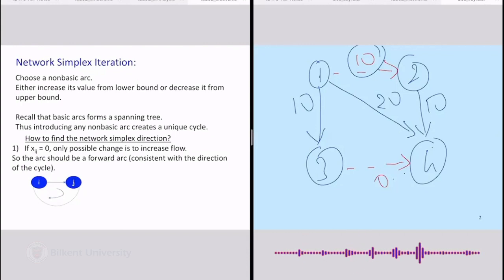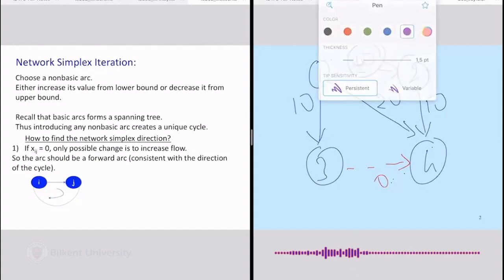And that brings me to my ratio test. Remember, I find an entering variable. Now I have to find a leaving variable. Now the valid entries in the ratio test are the ones in the cycle created by this arc that I'm trying to put into my solution, into my spanning tree. Let's check. It's easier. Let's check arc 3, 4 first.